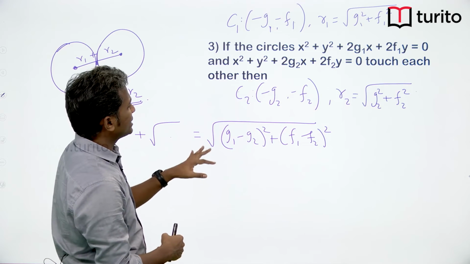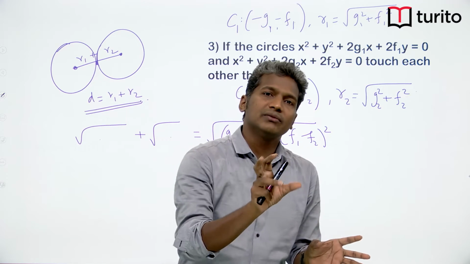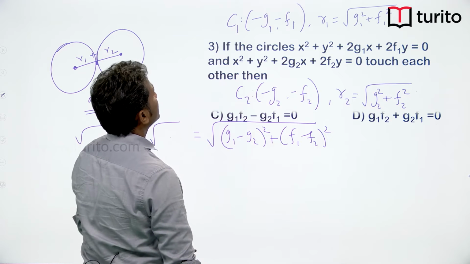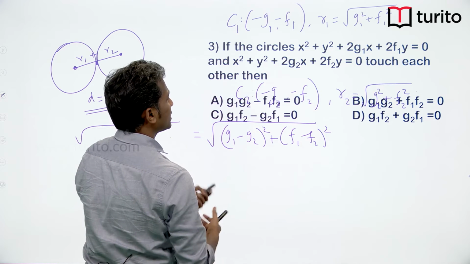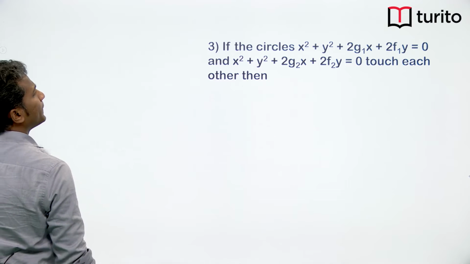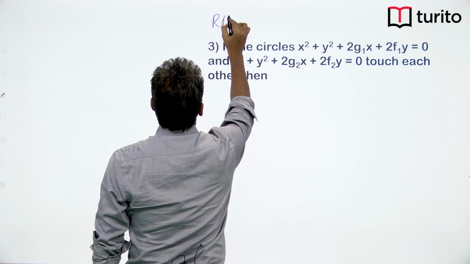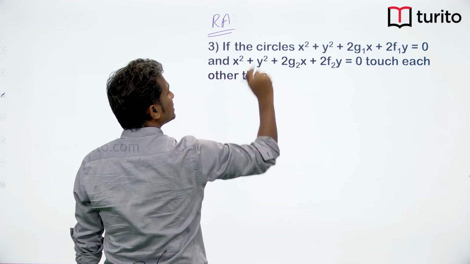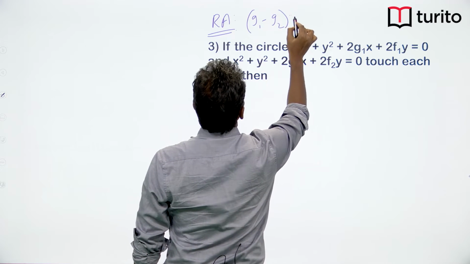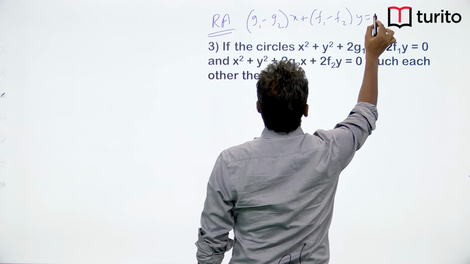So, two ideas I have given, you can work out using these ideas. For the first idea I have worked out a little bit; for the second idea also I will work out the equations and leave the rest to you. So, these are the options. Let us work out the second idea. Here, if I subtract one from the other, I will get the radical axis, RA. RA stands for radical axis, and I will get G1 minus G2 into X plus F1 minus F2 into Y is equal to 0.